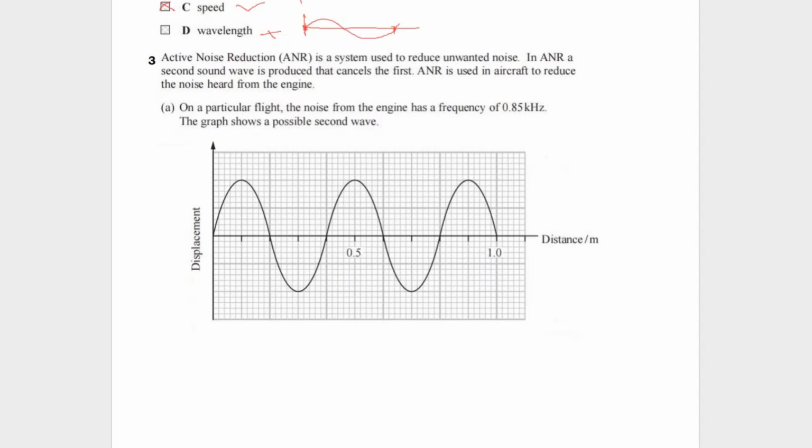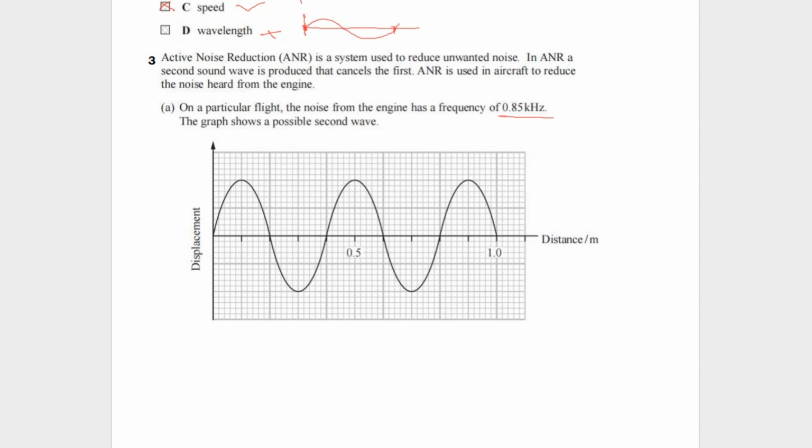Then the third question. Active noise reduction, ANR, is a system used to reduce unwanted noise. In ANR, a second sound wave is produced that cancels the first. ANR is used in aircraft to reduce the noise heard from the engine. So question A is, on a particular flight, the noise from the engine has a frequency of 0.85 kilohertz. The graph shows a possible second wave.